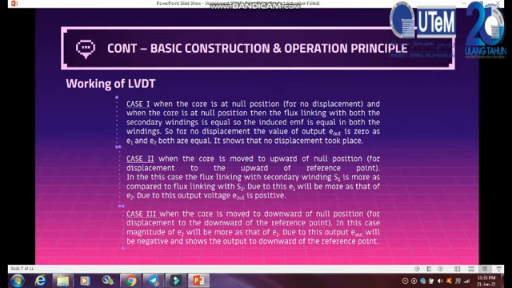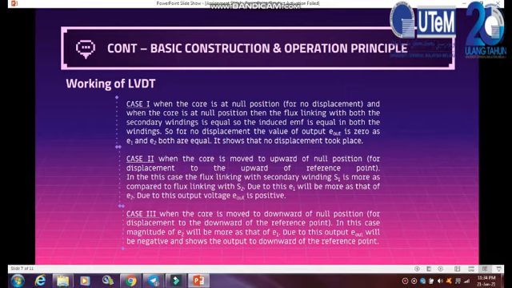Next, for case 2, when the core is moved upward from the null position, for displacement upward of the reference point, the flux linking secondary winding S1 is more as compared to the flux linking S2. Due to this, E1 will be more than E2. Due to this, the output voltage E out is positive.